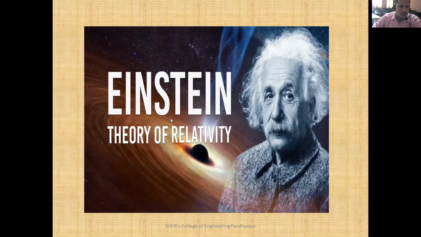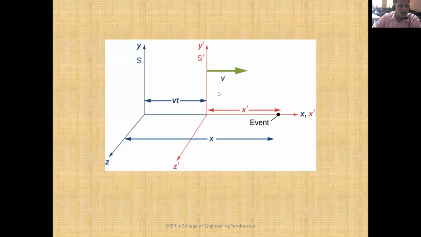So I can show something. The first slide is Einstein's special theory of relativity, which was put forward by Albert Einstein. Everyone knows this. Now, there are two types: first is general theory of relativity and second is special theory of relativity. In our syllabus we are discussing the special theory. What is the difference between these two? General theory of relativity is related to gravitation, and special theory of relativity is related to the speed or motion of the object.